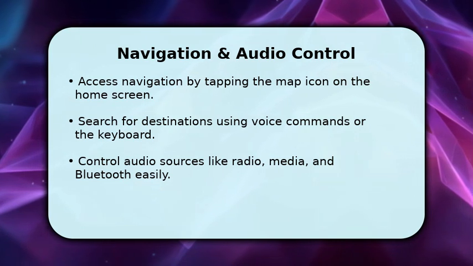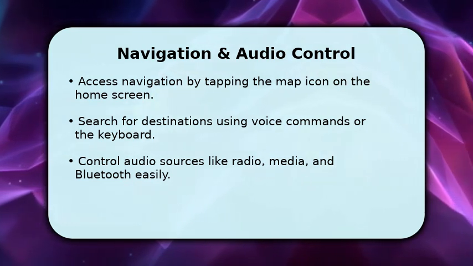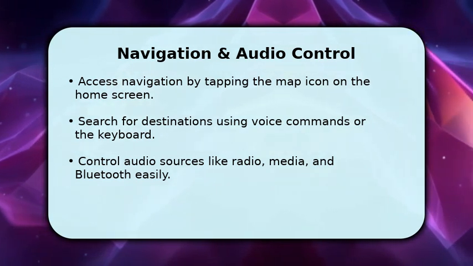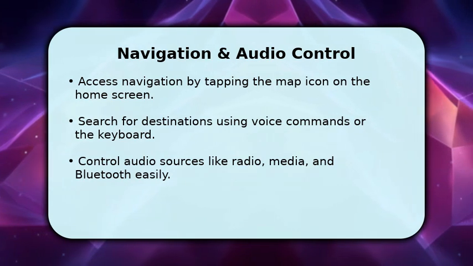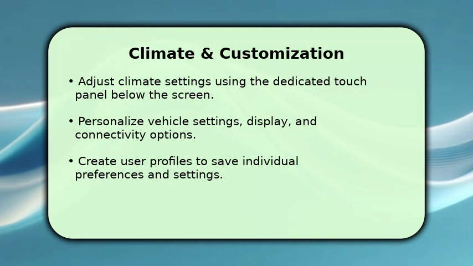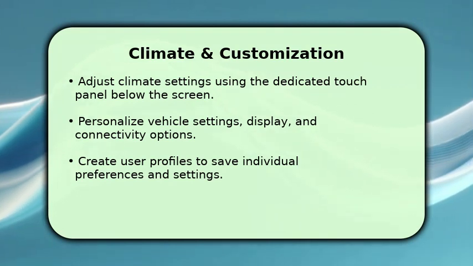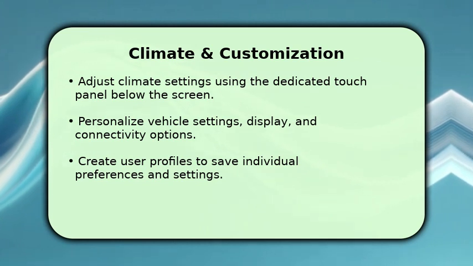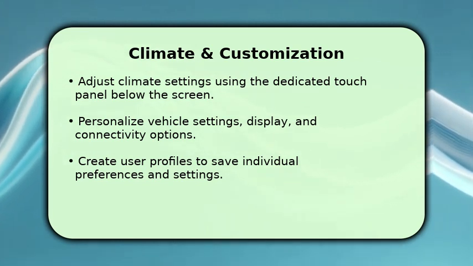Switching between audio sources is equally easy. Select from AM/FM radio, satellite radio, your connected media device, or Bluetooth audio with just a few taps. Controlling your cabin environment is intuitive with Cue's climate controls. Below the main screen, you'll find a sleek touch panel for adjusting temperature, fan speed, and air distribution.